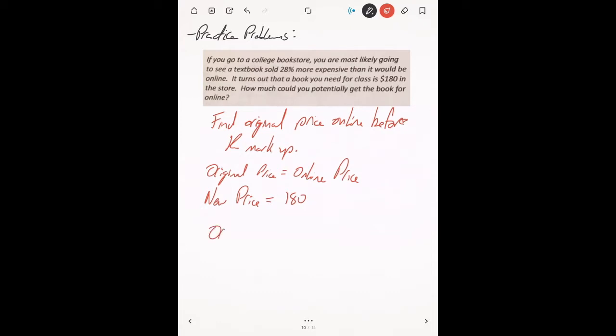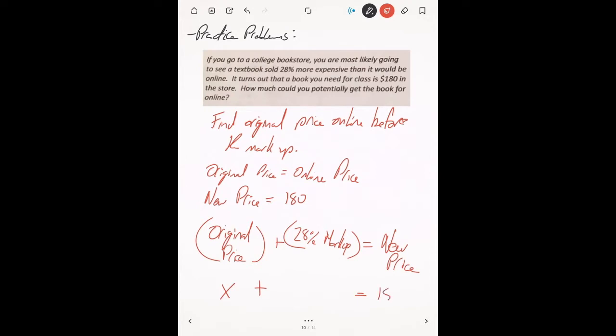So how do we set this problem up? Well, I like to do what's called a verbal model. I like to try and think about how the quantities are all related. So we have the original price, and then we applied a 28% markup. So we increased the original price by 28% of it, and we ended up with the new price. Well, this actually is the setup of an equation. The original price, we don't know what that is. That's what we're trying to find. That's going to be X. Plus 28% markup, let's come back to that in a second. And let's fill in the right side because that's pretty easy. The new price is 180.